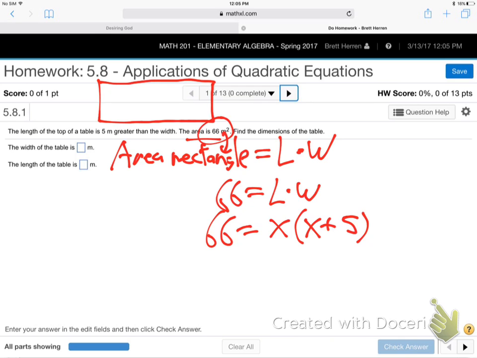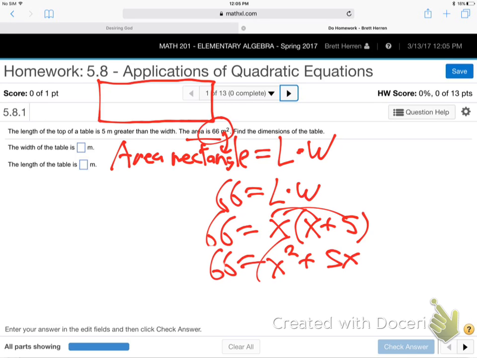X plus 5. What if they said the top is 3 shorter? What would I do for 3 shorter? Would shorter be add? It'd be subtract, wouldn't it? 3 shorter would be X minus 3. Does that make sense? All right, so now I've got this equation. How do I solve it? Distribute: X squared plus 5x. You guys with me? We good to there? Now what?